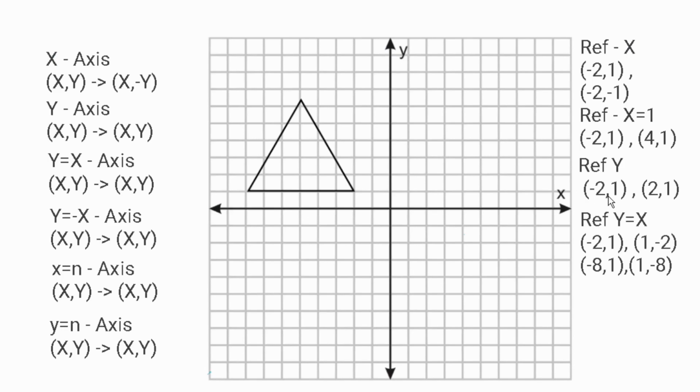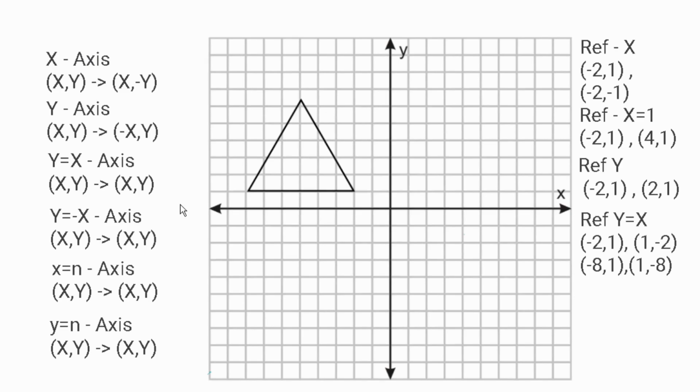So this is what I was talking about earlier. You're just multiplying by -1. -2 times -1 is +2. So, for the y-axis, what we did is we just swapped the x value and kept the y the same.